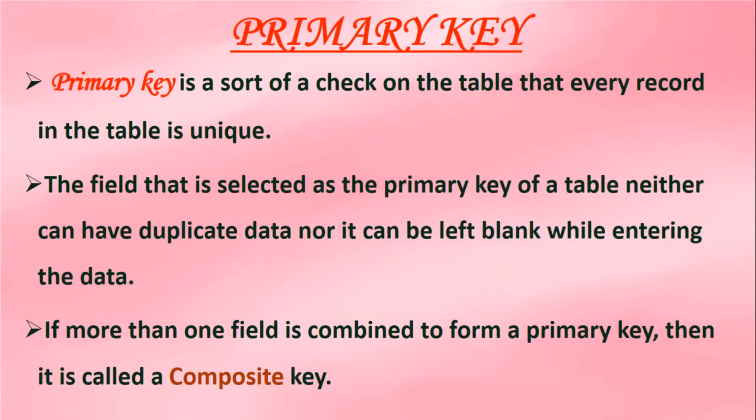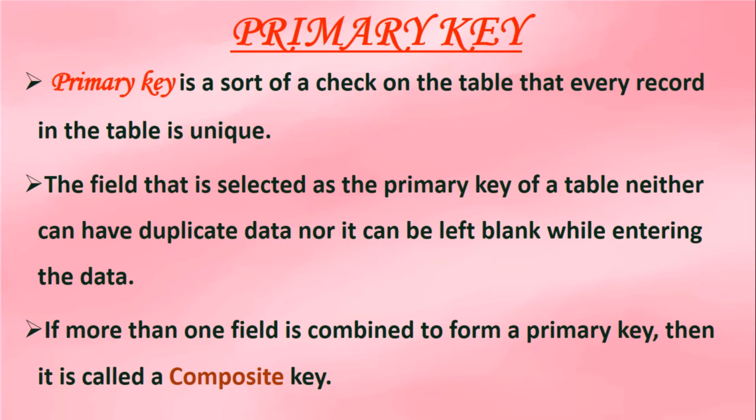Primary key is a sort of a check on the table that every record in the table is unique. The field that is selected as the primary key of a table neither can have a duplicate data nor it can be left blank while entering the data. And if more than one field is combined to form a primary key, then it is called a composite key.